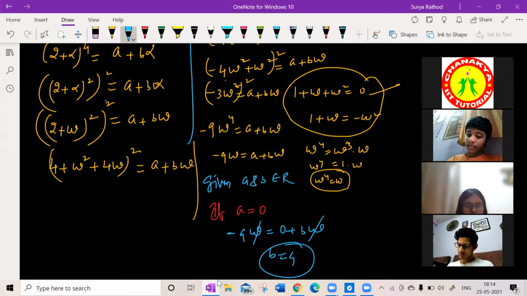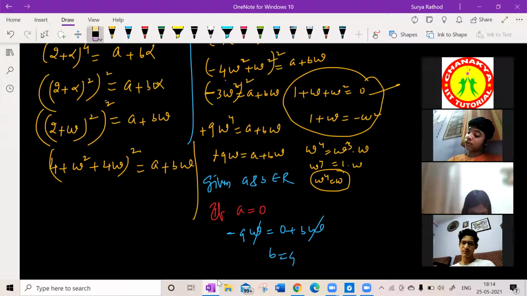We made a mistake here. Here minus will not come. See, minus to the power of whole square can be written as plus, minus to the power of even. So plus 9 omega. So plus b is equal to 9 here. B is equal to 9 I got. So a is equal to 0 I got.